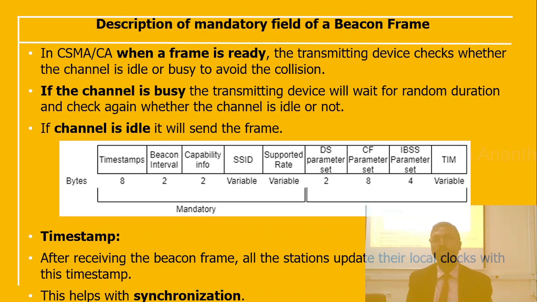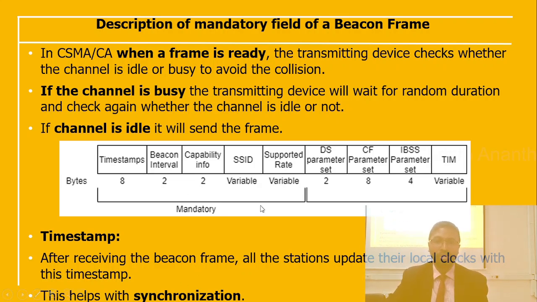So we'll have the description of the mandatory fields of the beacon frame. In carrier sense multiple access with collision avoidance, when the frame is ready, the transmitting device checks whether the channel is idle or busy in order to avoid collision. If the channel is busy, the transmitting device will wait for a random duration and again check whether the channel is idle. If the channel is idle, which means it's free, you can send the frame. Okay, so this is the thing.